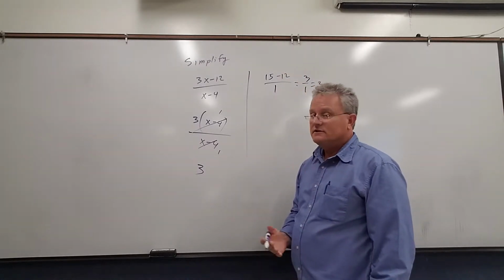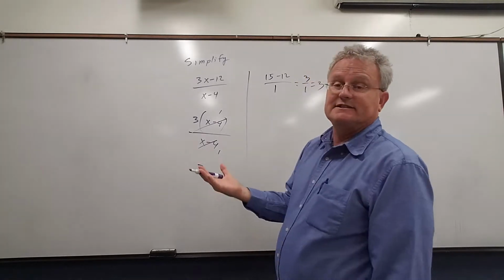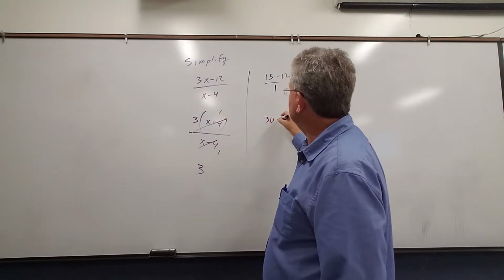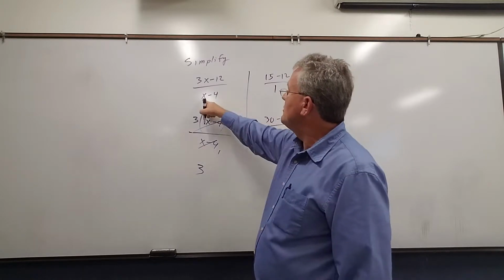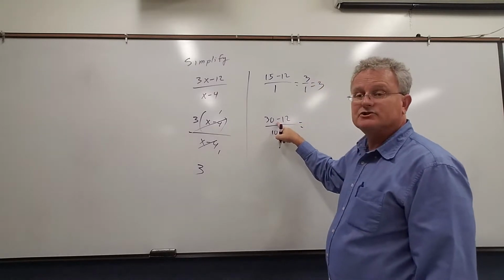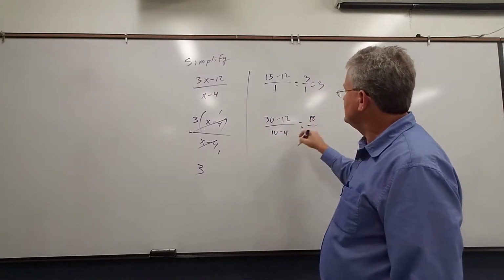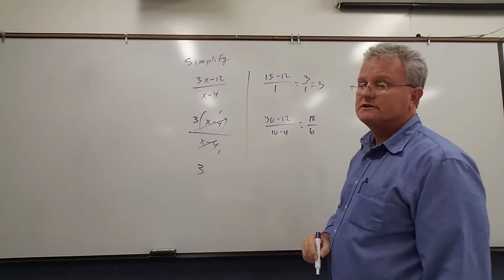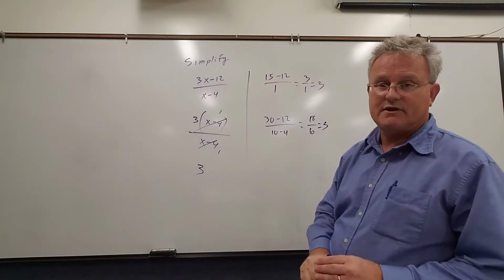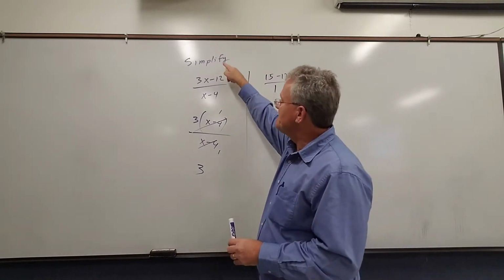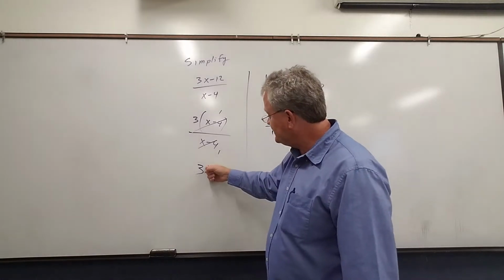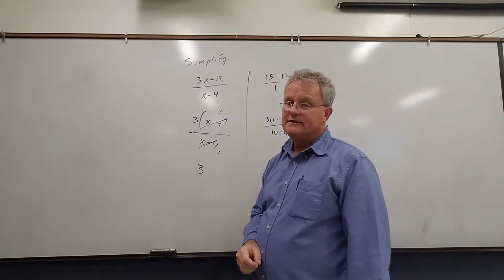Yeah? Let's say I pick another x value. Let's say x is 10. 3 times 10 is 30 minus 12 over 10 minus 4. 30 minus 12 is 18. 10 minus 4 is 6. 18 divided by 6 is 3. We're always going to get 3. So when we say simplify, that's exactly what this is. This is simpler. It's easier to work with than that.